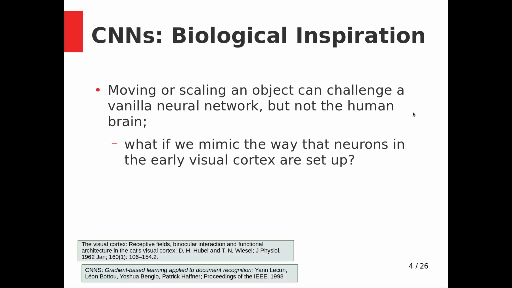So there are a couple of ways that we can fix that, right? The problem here, again, is that if we move or scale or in any way change an object, we potentially need a whole new neuron with a whole new plane of weights to recognize that new variant of the object, and that's no good. Well, the human brain, the animal brain, does not seem to have this problem.